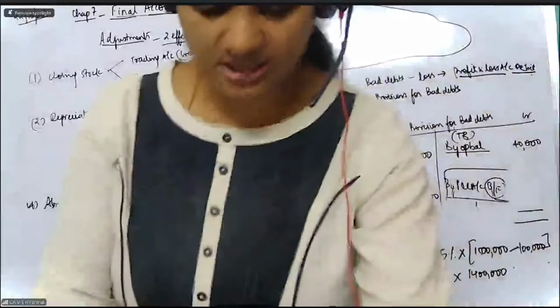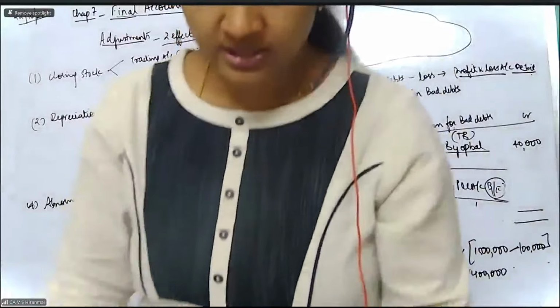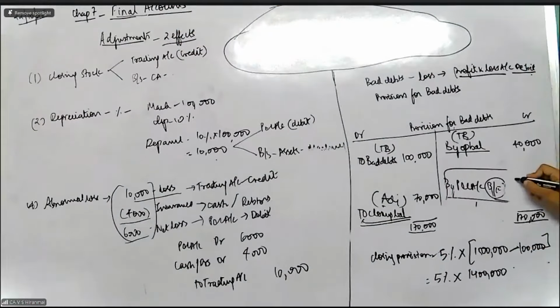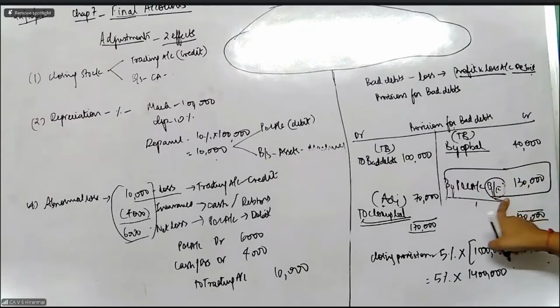Now, did you all understand how to do the closing one? 1 lakh and 70,000. Now, madam, how much will it come and sit in the P&L account, madam? 1 lakh 30,000. I should take it to the P&L account on the debit side, 1 lakh 30.